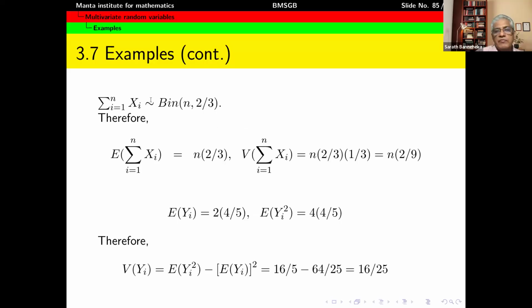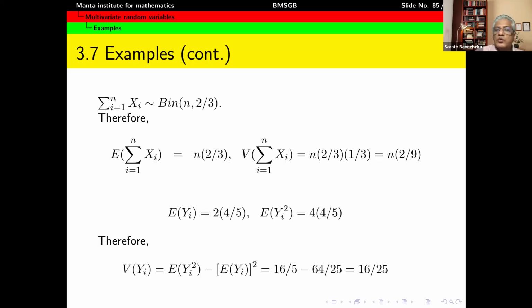So we know that the sum of xi, because each xi has a Bernoulli distribution with probability of success 2 over 3, has a binomial distribution with number of trials equal to n and probability of success equal to 2 over 3. Therefore, the expected value of a binomial random variable with n and theta is n times theta, and the variance will be n times theta times 1 minus theta.